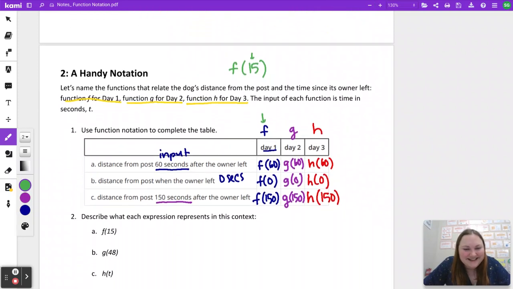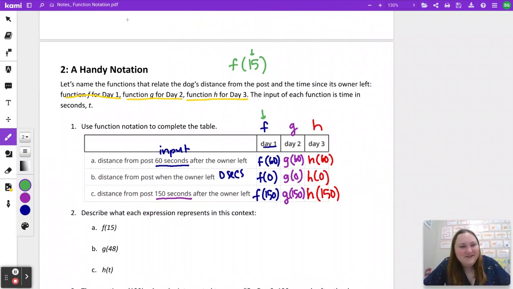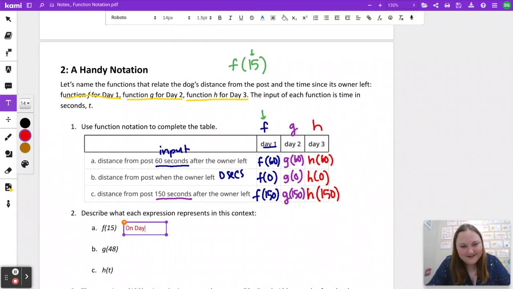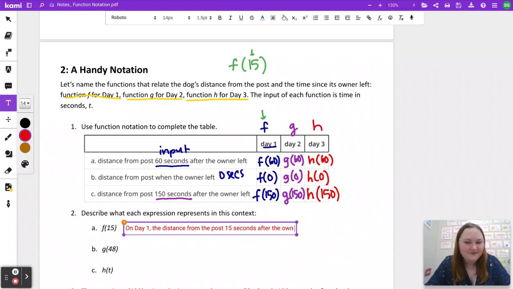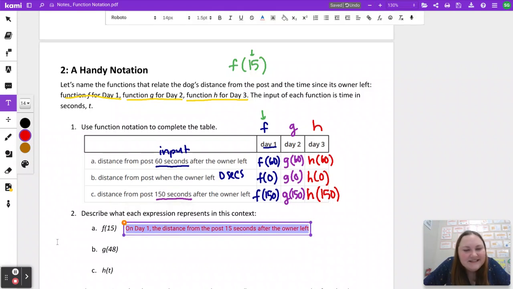And so that is going to be similar to the second. Oh my gosh, I used the exact problem. F of 15, we said, would tell me that in that situation, we're talking about on day 1, the distance from the post 15 seconds after the owner left. Again, I want to point out how great function notation is. Those 2 little things right there are representing this entire phrase.